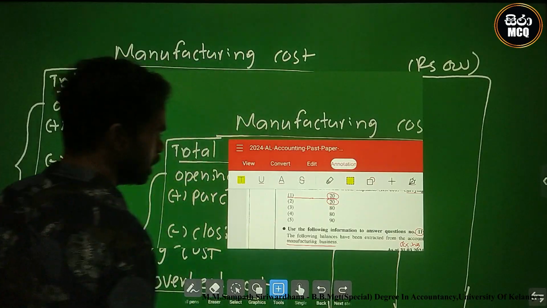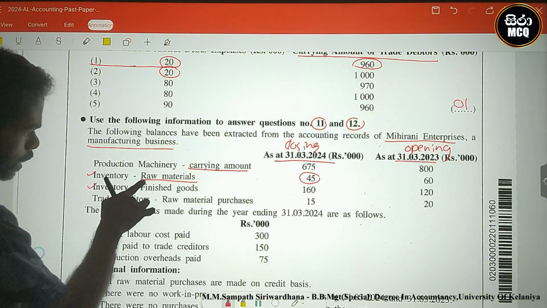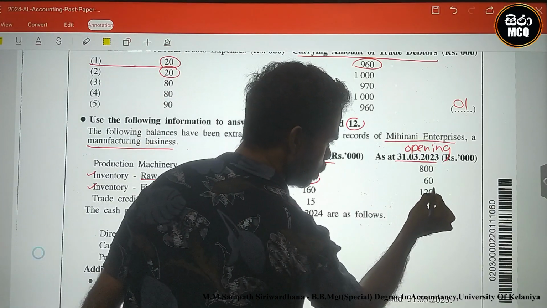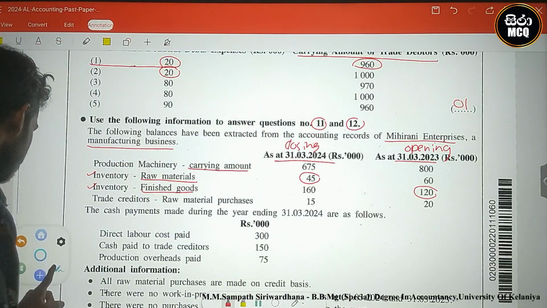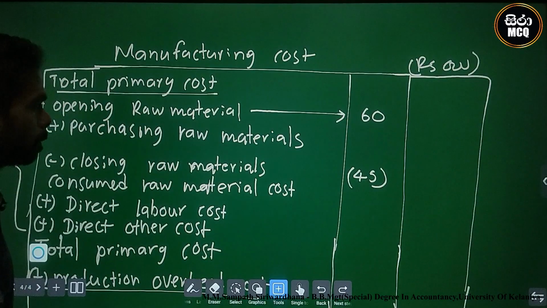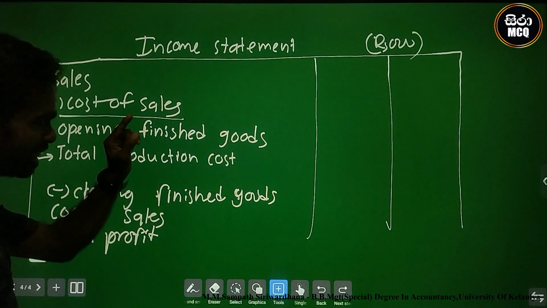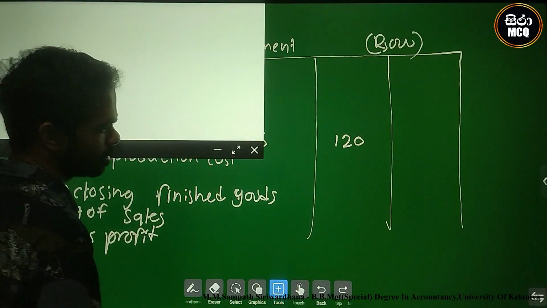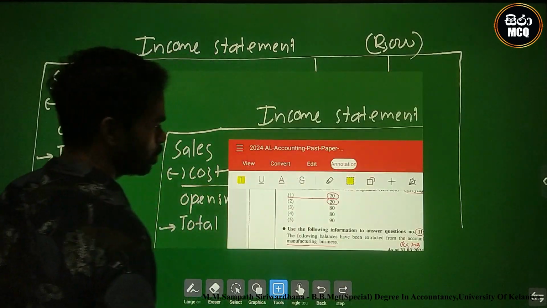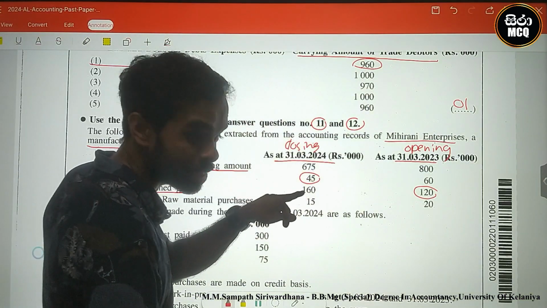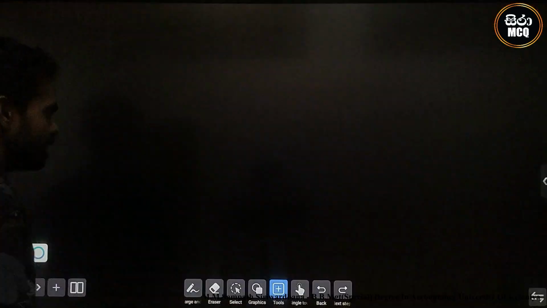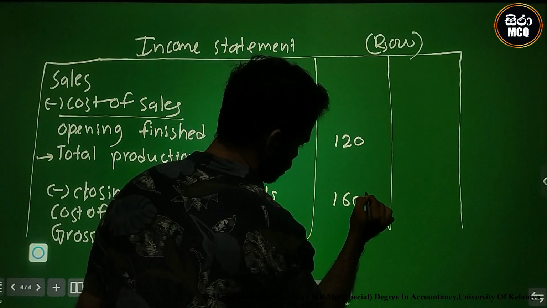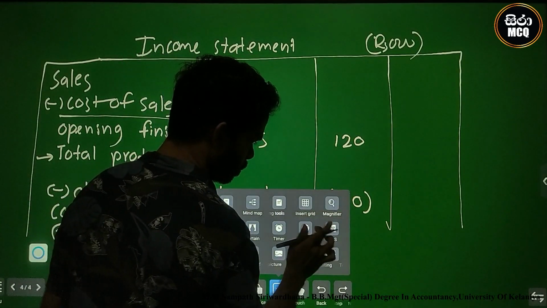The next point is inventory finished goods. Finished goods are related to cost of sales. Look here, opening finished goods 120. Inventory finished goods closing 160. The closing finished goods 160. Okay, look here.